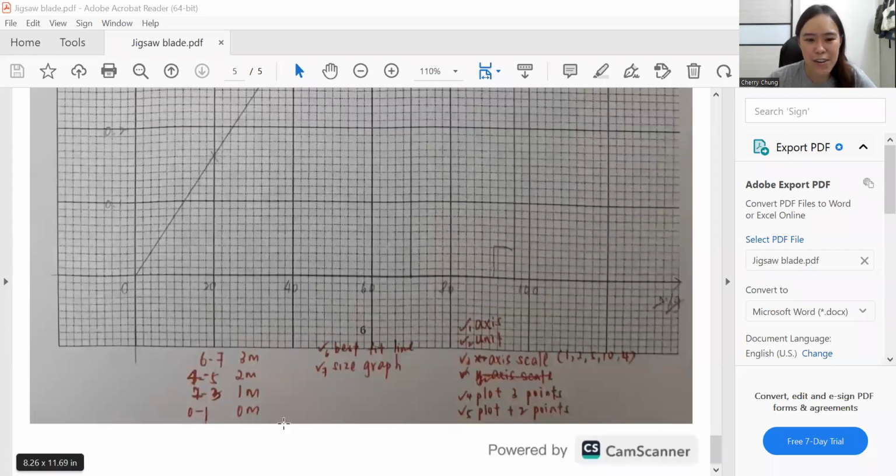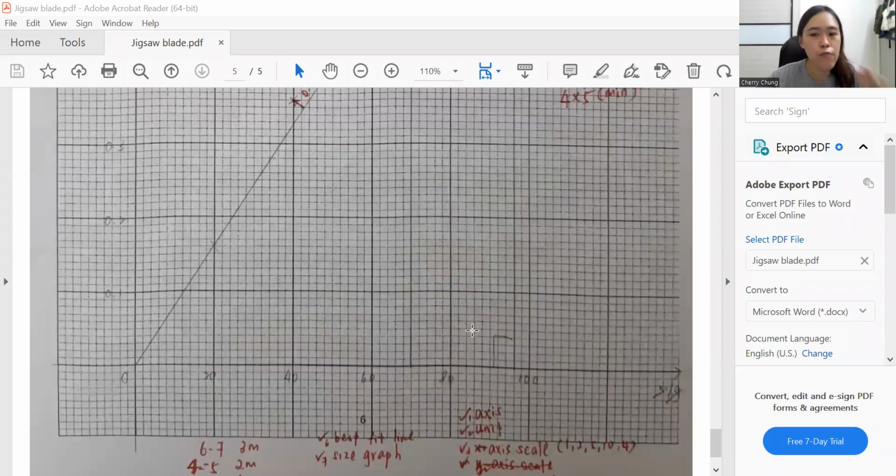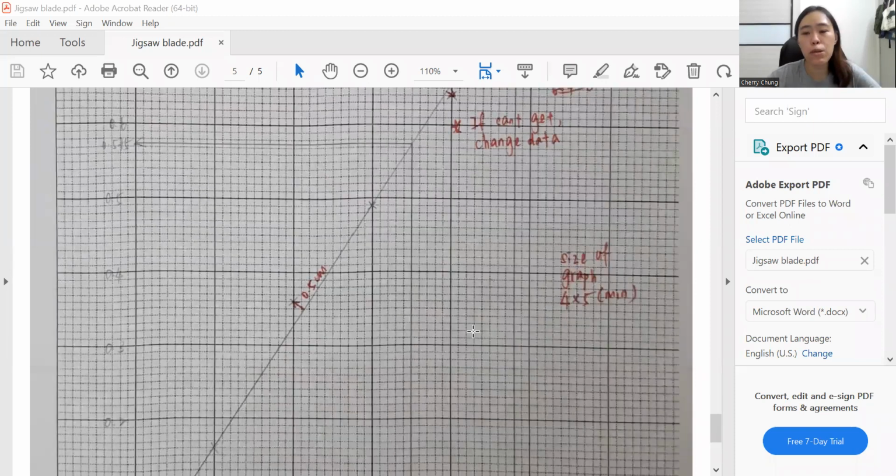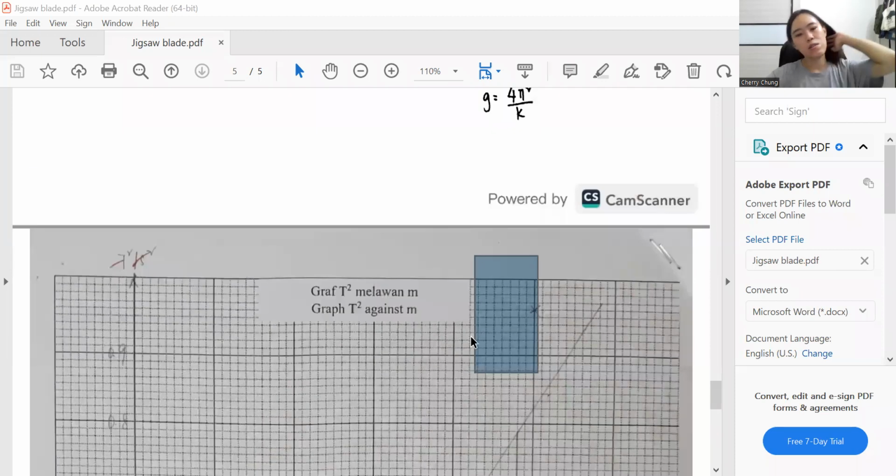As I said, these are the 7 ticks. If you get 6 to 7 ticks on the graph, it's 3 marks. 4 to 5 ticks is 2 marks. 2 to 3 ticks is 1 mark, and 0 to 1 ticks is no marks at all. So this is very easy for you to get the marks. Please don't lose them.